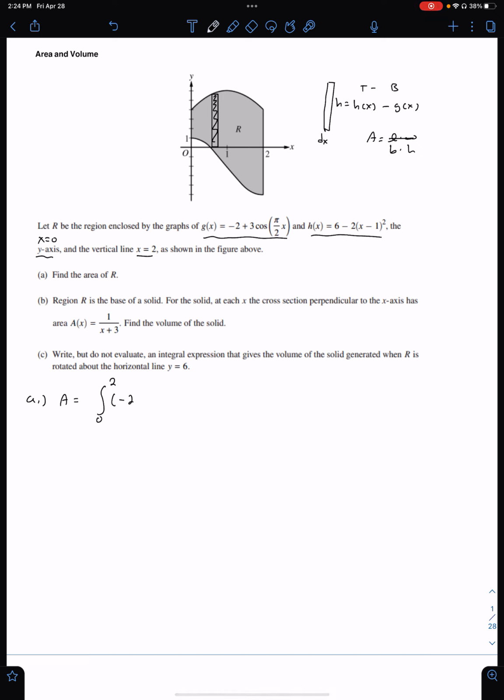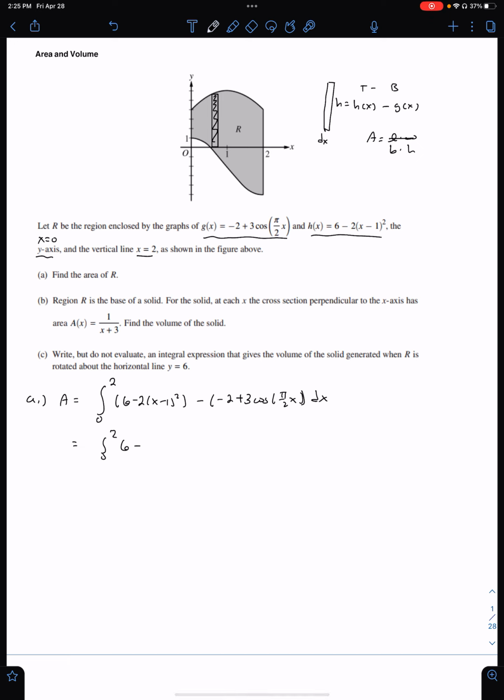We're going to get this, it's h of x. I was writing down g of x. So h of x, which was our parabola, which was 6 minus 2 times (x minus 1) squared, minus g of x, which is our cosine curve right there. And that's going to give us negative 2 plus 3 cosine of pi over 2 x, dx right there. I'm going to clean this up a little bit, not too much, just so I don't have to write too many parentheses when I solve it.